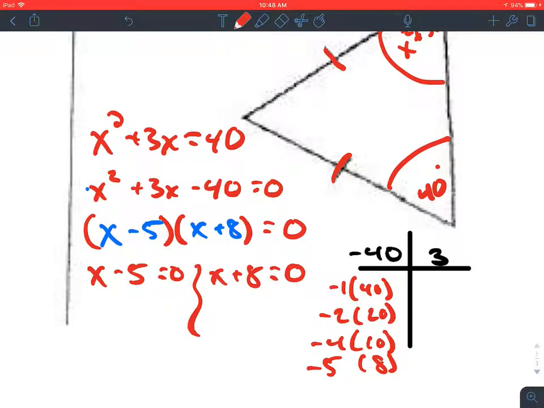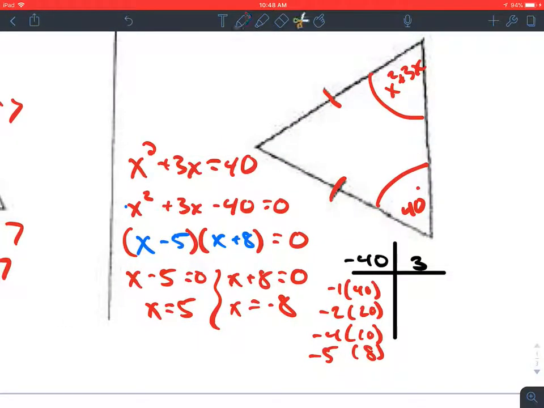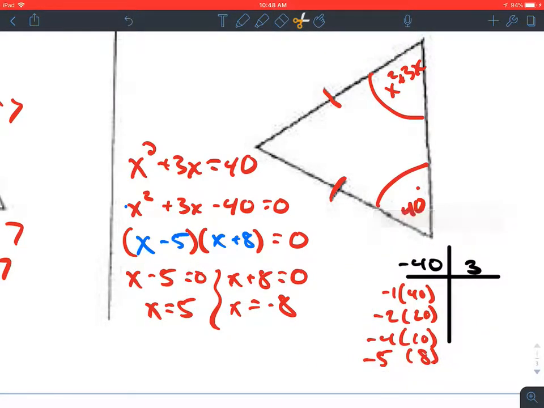And you solve each of those little equations. You're going to get x equals 5 and x equals negative 8. Sometimes you get some wrong answers when you do this, answers that don't make sense in the context of the problem. Let's just check mentally. If we put a 5 into this, we get 5 squared, which is 25, and then 3 times 5 is 15. 25 and 15 is 40, so that works.